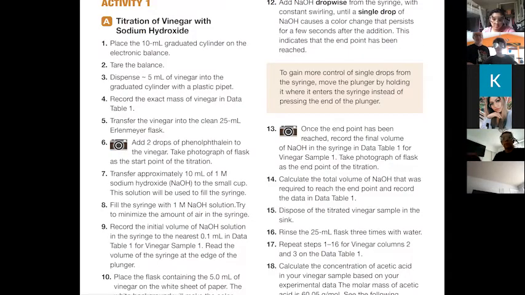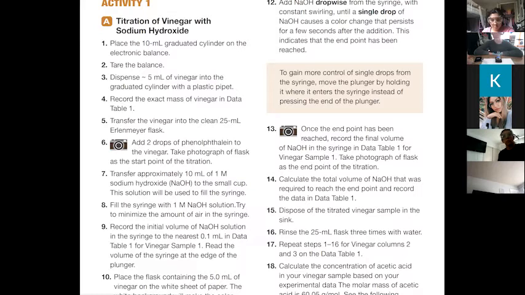Okay, so I put up the procedure here so we can all have it. One thing I would do differently: it says to weigh the 10 mil graduated cylinder. What I would actually do is weigh the flask, since we're going to be pouring into the flask. So what I would recommend is we determine the mass of the flask, and then we'll put our 5 mils of vinegar in the flask.